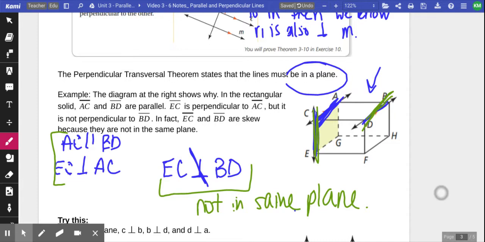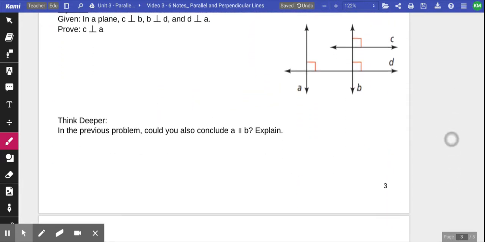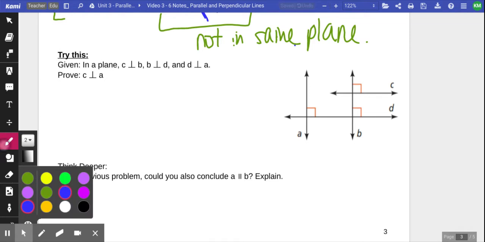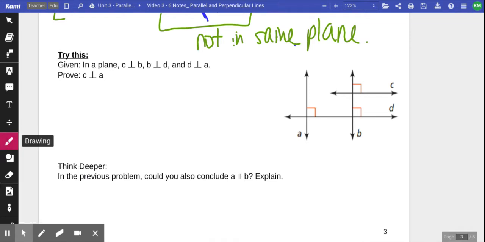Okay, so let's take a look at this. These are fun. These are known as proofs. I think they help us put things together and work our way through it. Remember, proofs are kind of like proving in the courtroom someone's innocent or guilty. So let's look at what we have here. In a plane, C is perpendicular to B and B is perpendicular to D. We also know that D is perpendicular to A, and that's all shown right here. We want to prove that C is perpendicular to A.